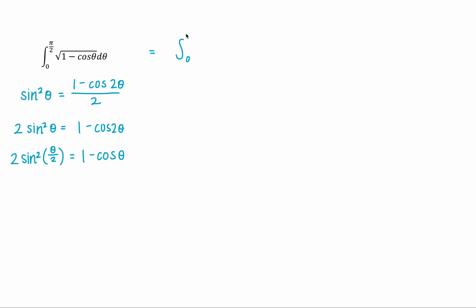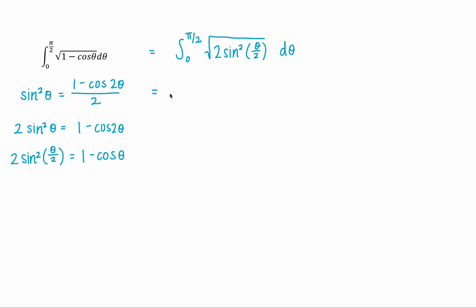So again, we're integrating from 0 to pi over 2. And we've got the square root now of 2 times sine squared theta over 2, d theta. The square root of 2 is just the square root of 2. I can't do anything about that. But the square root of sine squared is just going to be sine of theta over 2.